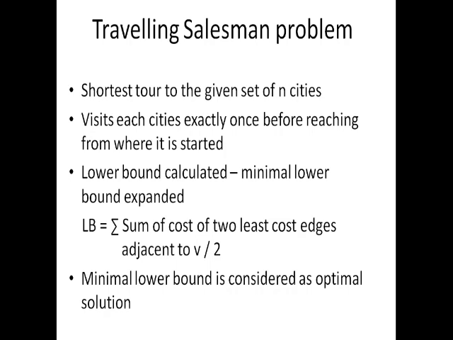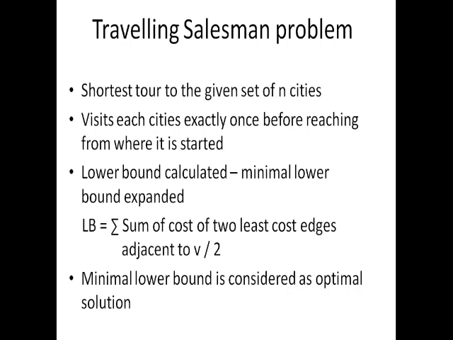And here the minimal value is calculated, so we are going to find the lower bound. So the lower bound is calculated, and the minimal lower bound is expanded. Lower bound is equal to the sum of the cost of the least two adjacent vertices divided by 2.